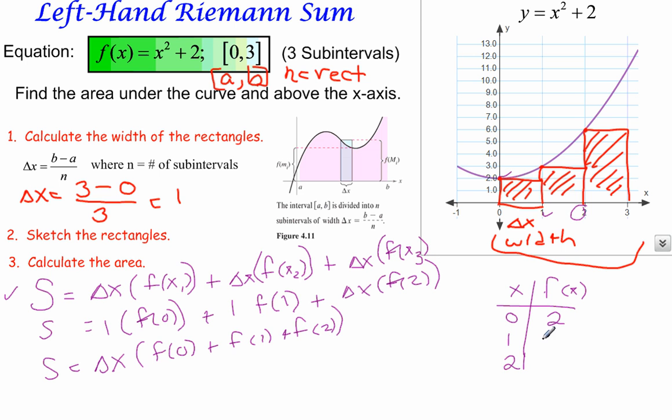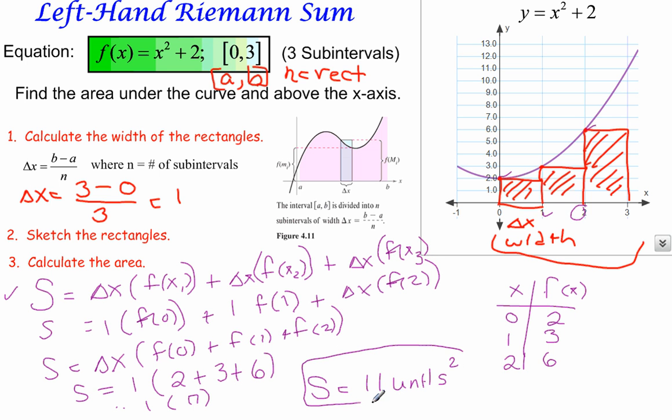1 squared is 1, add 2 gives me a height of 3. 2 squared is 4. 4 plus 2 is 6, and that was that final height there. So now I can say my sum is equal to delta x, which is a width of 1, multiplied by each rectangle's individual height. Kind of a quicker method to do it, and I'd have 1 times 5 plus 6, which is 11. Sum equals 11 units squared.